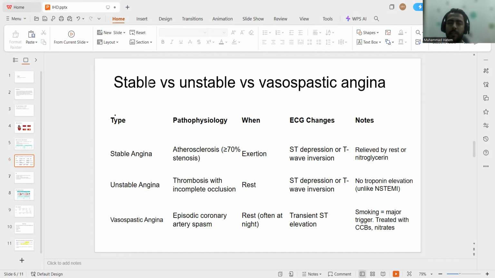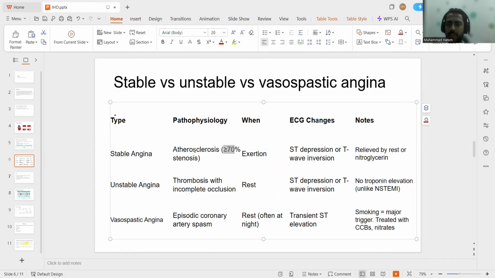So comparing the different subtypes of angina, we basically have stable angina, unstable angina, and vasospastic angina. Stable angina usually happens due to atherosclerosis. There is blockage or stenosis, and this stenosis involves more than 70% of the lumen diameter. Stable angina shows symptoms only on exertion, and it's relieved by rest, or it may also be relieved by nitroglycerin, which vasodilates the coronary arteries.